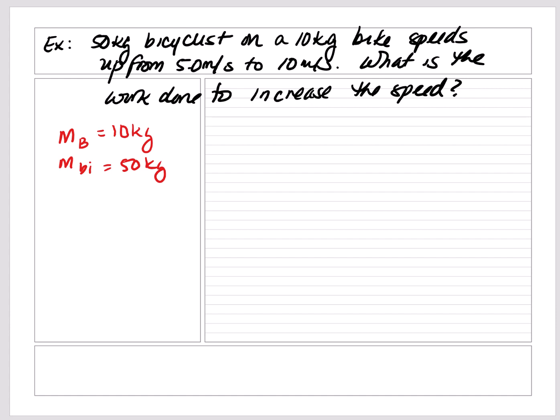We know the speed goes from 5 to 10. Remember, in class we said from is usually the initial. So V initial is 5.0 meters per second. To, which is our final, is 10 meters per second. What is the work done? So we're looking for work.